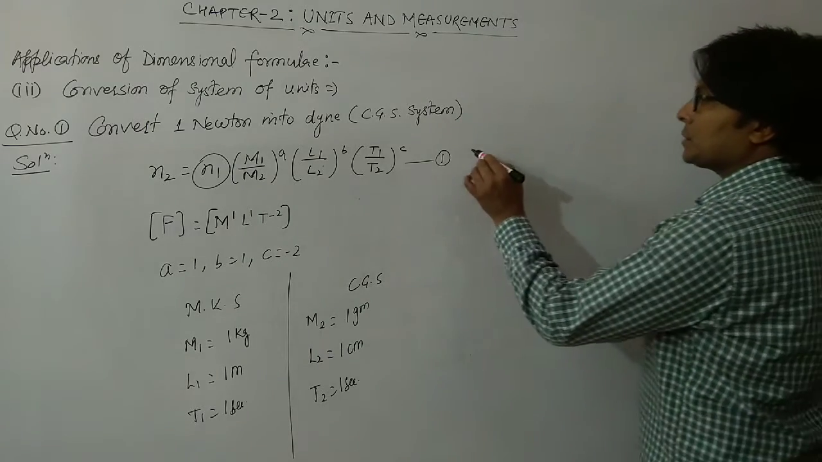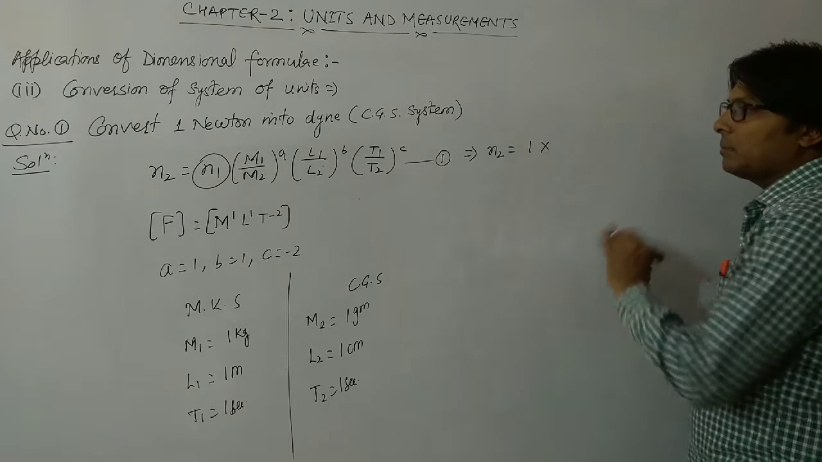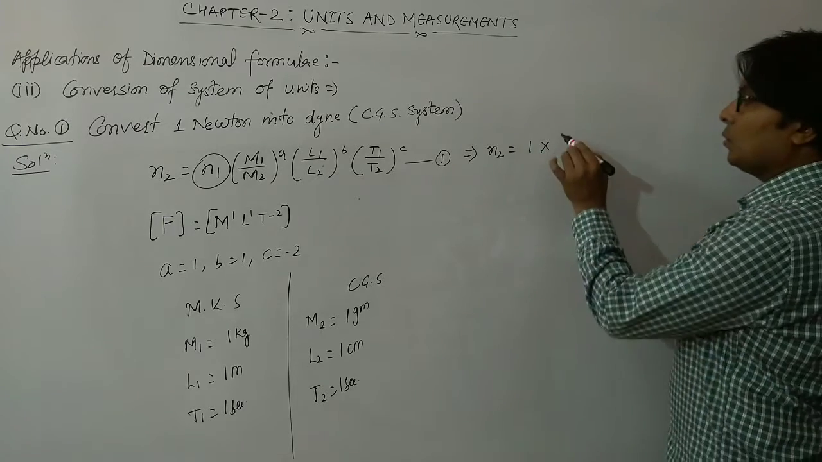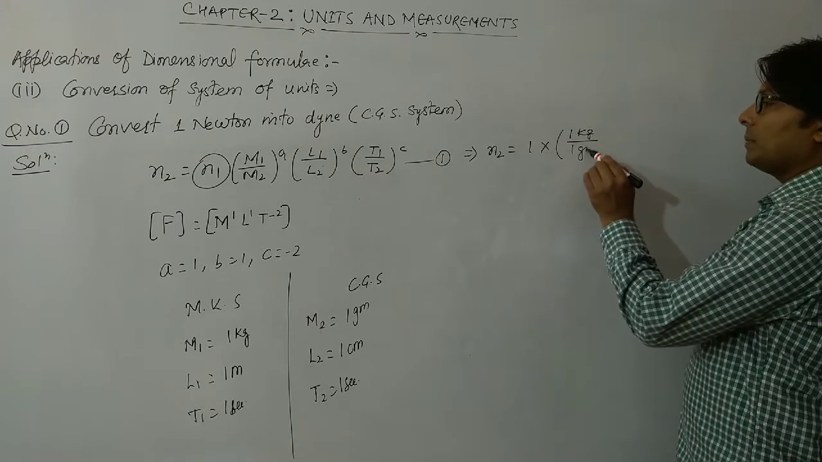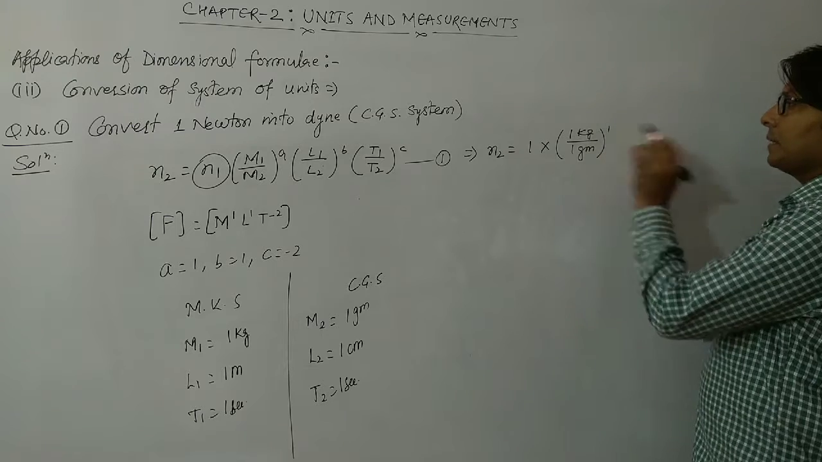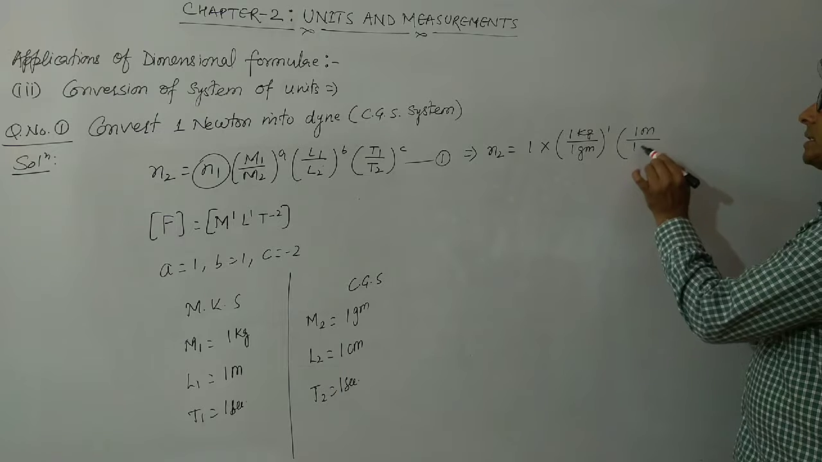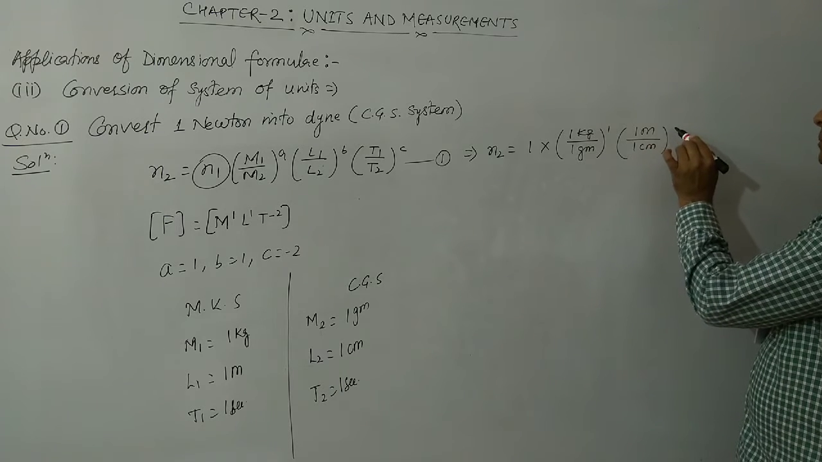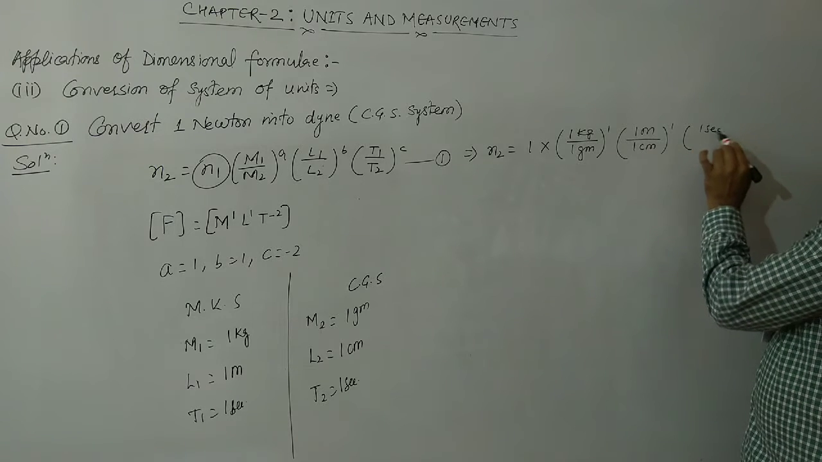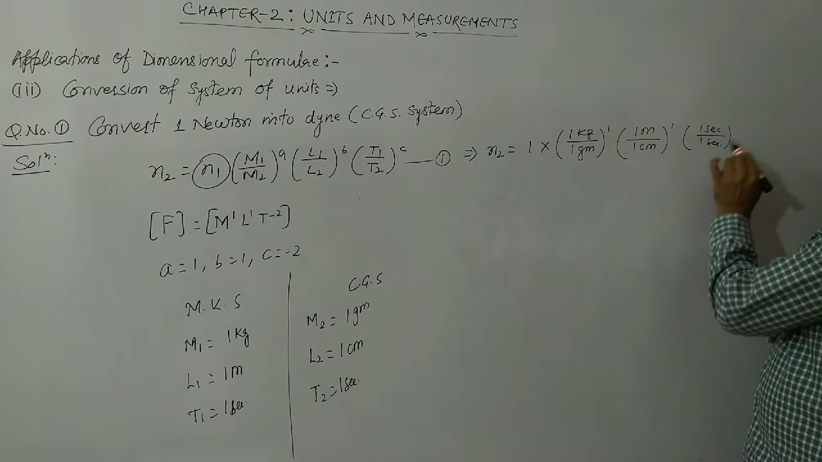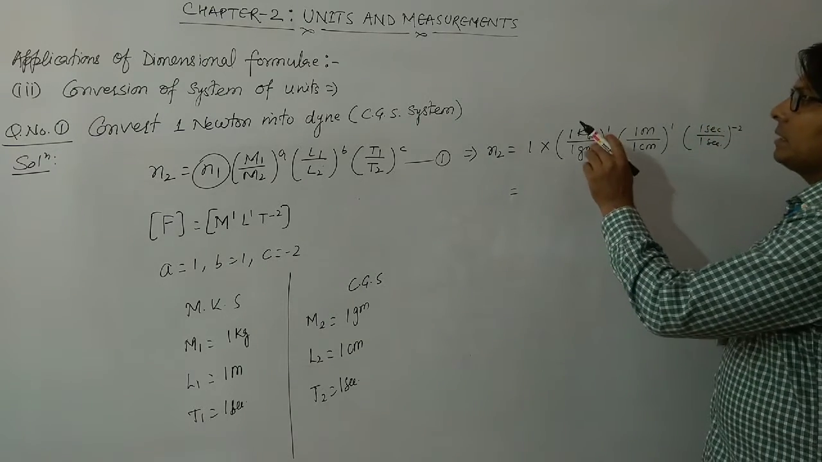So from equation first, n2 is equal to n1, that is 1, multiplied by m1 upon m2, that is 1 kg divided by 1 gram raised to the power 1, a, that is 1, 1 meter divided by 1 centimeter raised to the power b, that is also 1, and 1 second divided by 1 second raised to the power minus 2. Now let us try to simplify it.